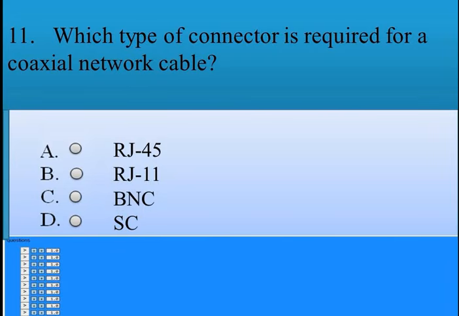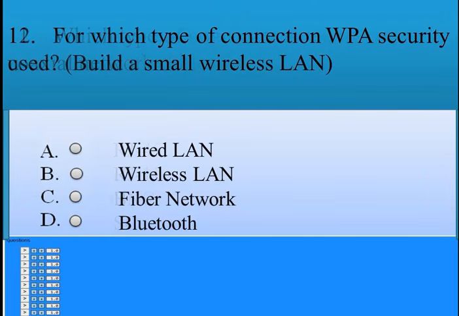BNC connector. Question number 12. For which type of connection is WPA security used? Build a small wireless LAN. A. Wired LAN. B. Wireless LAN. C. Fiber network. D. Bluetooth. The correct answer is B.